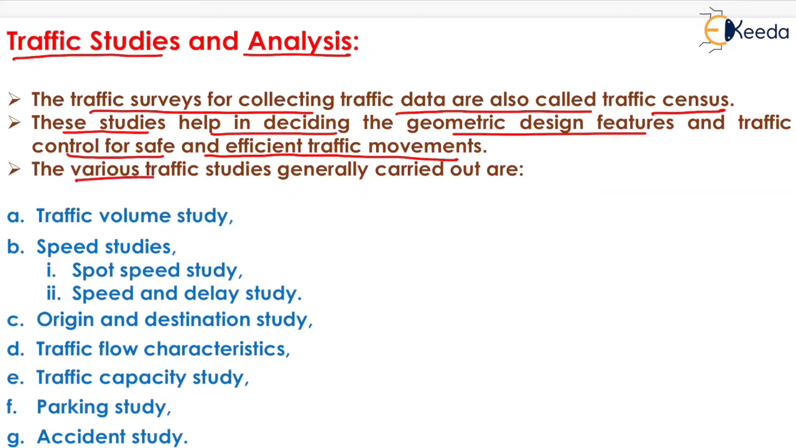The various traffic studies generally carried out are: the first one is traffic volume study, next one is speed study, in which our two topics will be spot speed study and speed and delay study. The next one is origin and destination study, also known as OND study. The next one is traffic flow characteristic, another one is traffic capacity study, next one is parking study, and the last one is accident study. Now we will see one by one each and every topic in detail, starting with the traffic volume study.